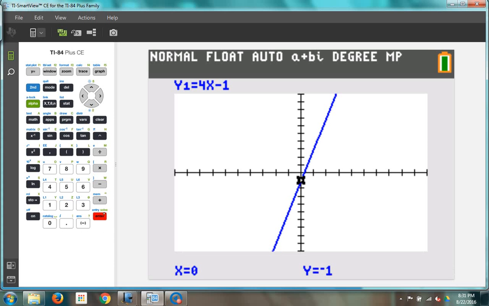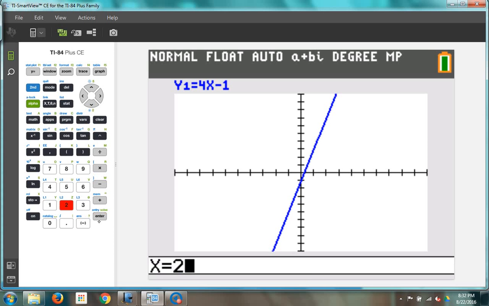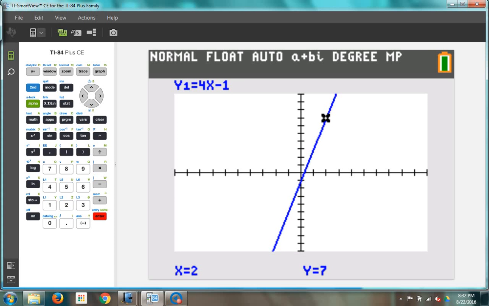0. There's the -1 I found by plugging it in. 1. There's the 3 that I found by plugging it in. And then +2. There's that 7 that I found by plugging it in. So the graphing calculator can do a lot for you.